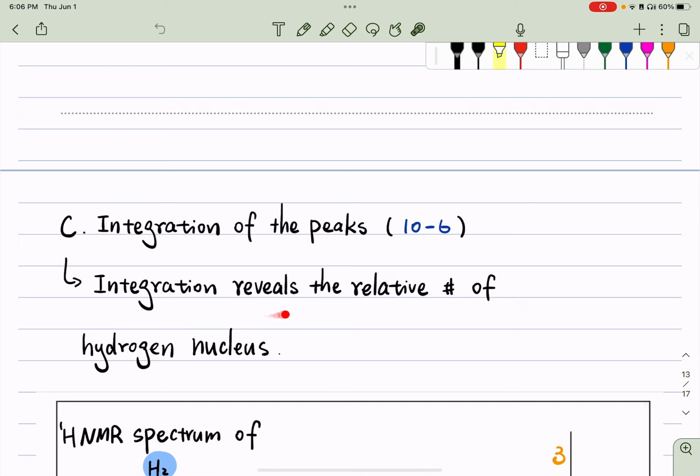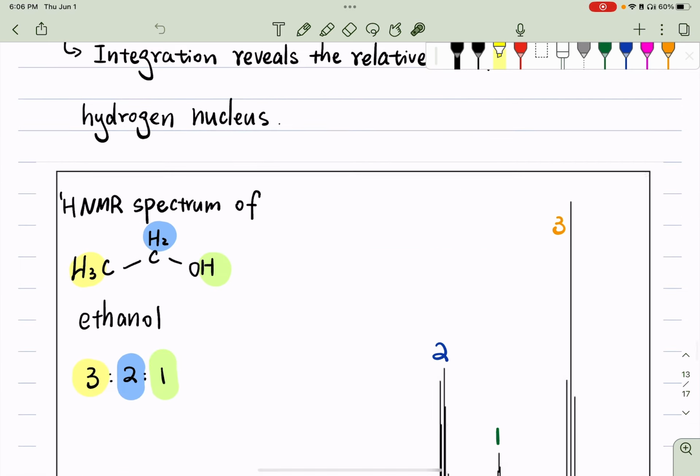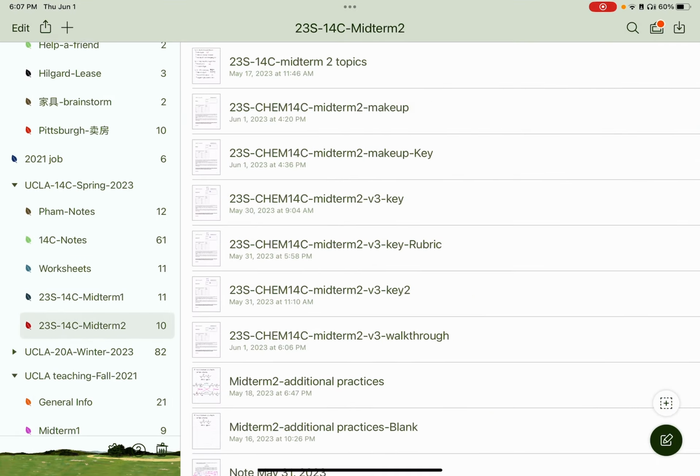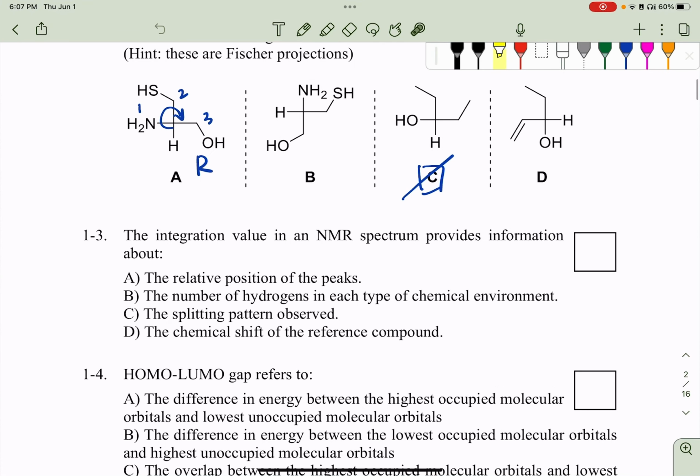So it reads integration reveals the relative number of hydrogen nuclei, right? So in this case, we're talking about the ratio between different kinds of protons in ethanol. So do we have an answer there? Relative position, so no, that's chemical shift. Number of hydrogens in each type, okay, that sounds right. Splitting pattern, no. Chemical shift, no, so it must be B.